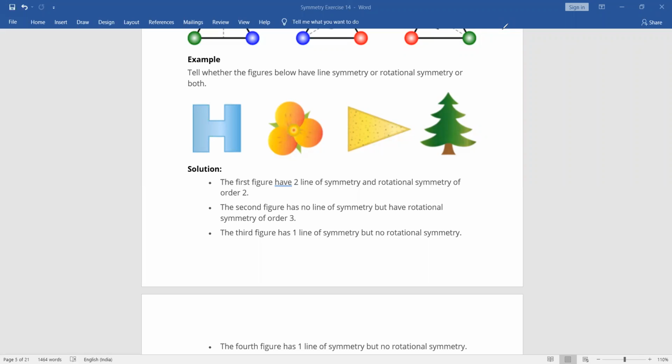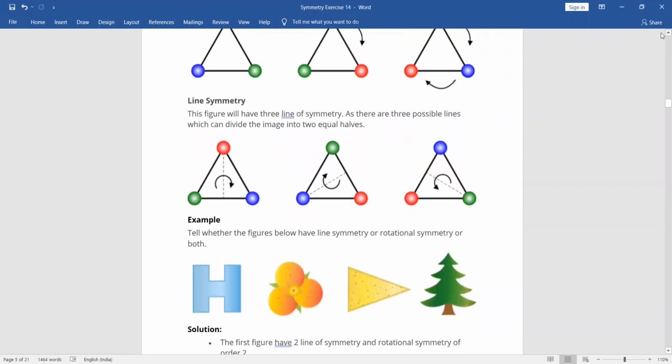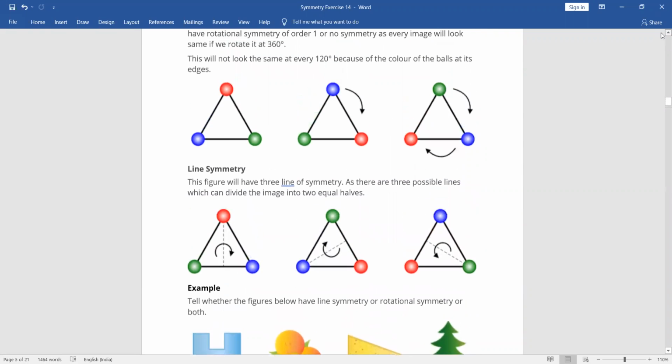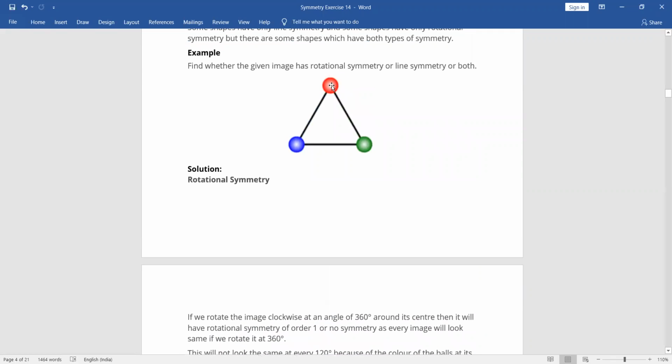Okay, before starting our exercise, one more thing needs to be discussed. When we are talking about this figure, I have told you that initially we are not considering the color of the balls. We are not considering the color only to explain, so that you can easily know how we are rotating it.